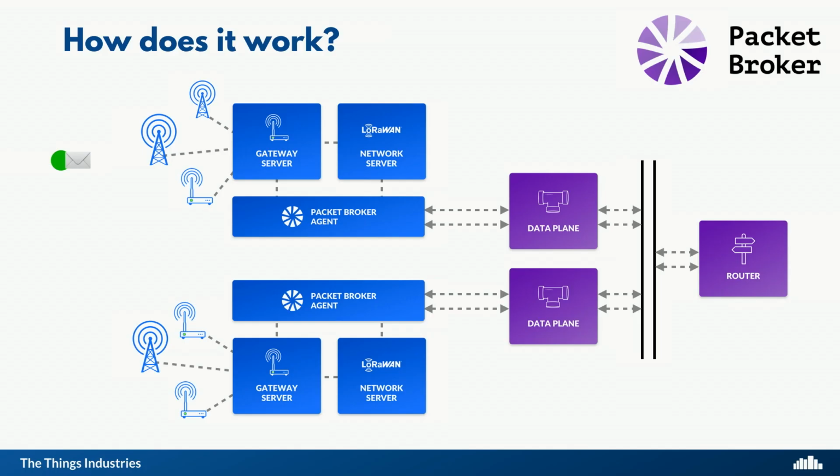So how does it work? If the device is seen by another network's gateway, traffic goes to the gateway server, which says, okay, this message is not for my network, offloads it to the Packet Broker Agent, sends it to the data plane, picked up by the router, sent back to another data plane instance, and then sent to the home network. It's very simple.